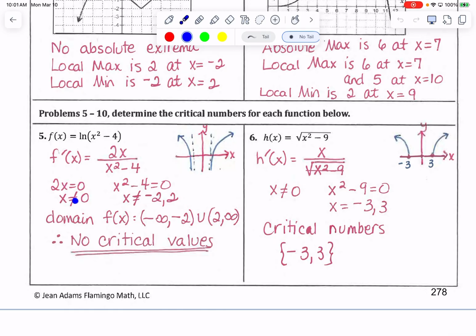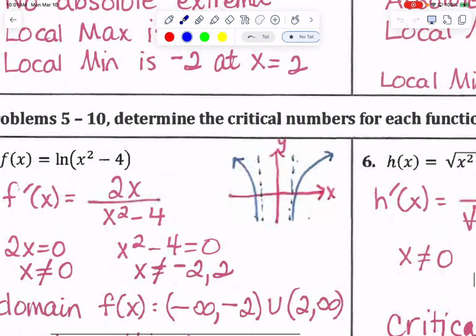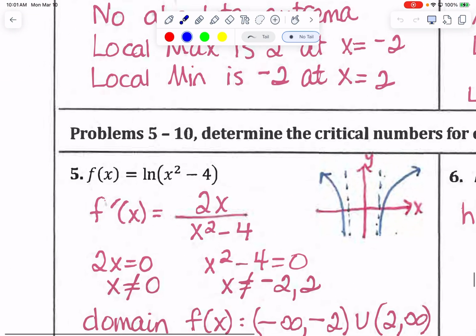But here's a problem, and I'll talk about this. 0 is not actually in the domain. And then x squared minus 4, you get negative 2 and 2. So there are no critical values, and here's why. Let me explain this. She does it a little bit differently. She uses the graph. Let me show you how to do the domain.